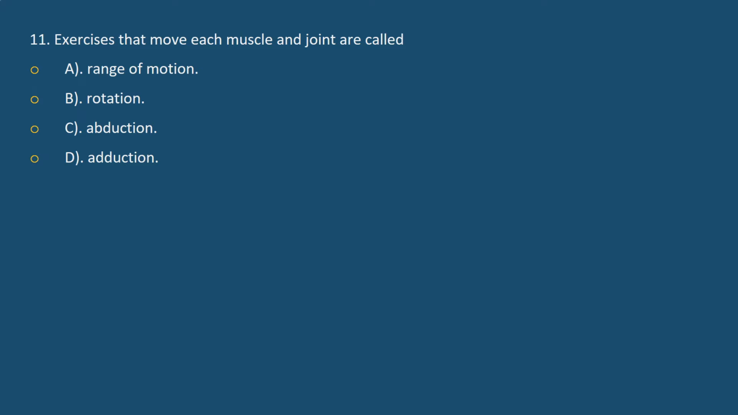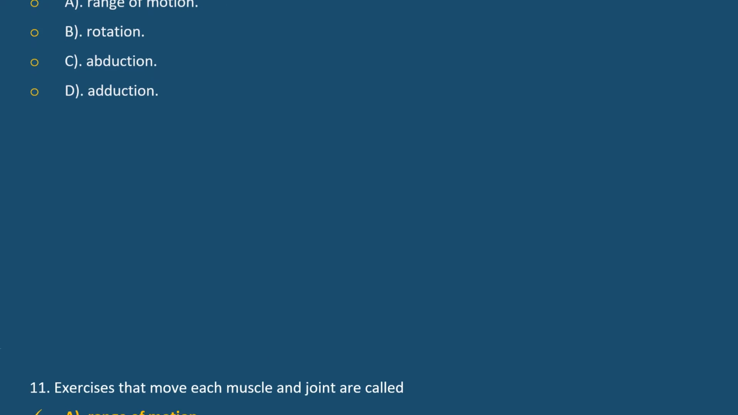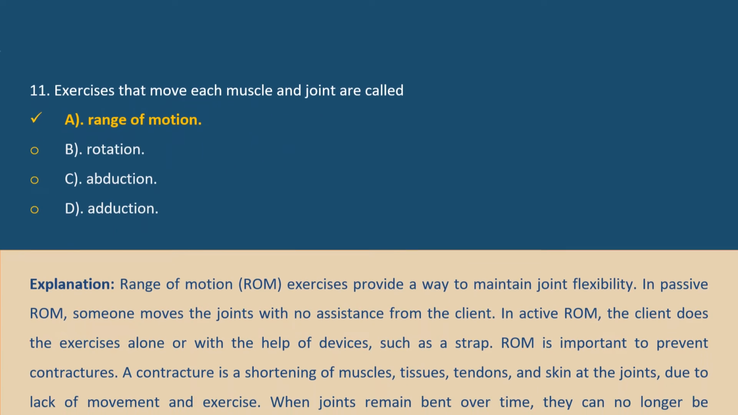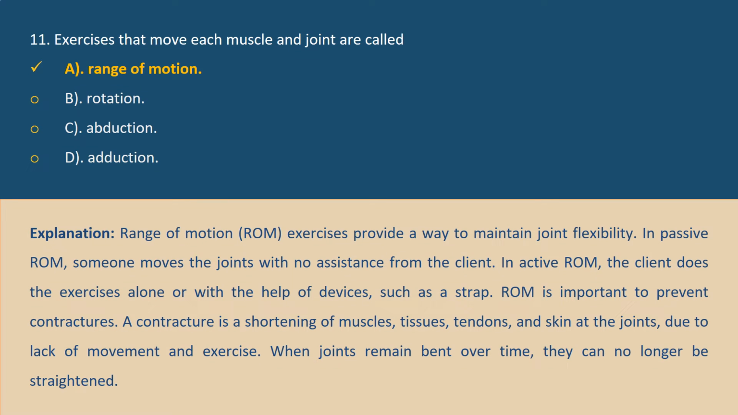Question 11. Exercises that move each muscle and joint are called A. Range of motion, B. Rotation, C. Abduction, D. Adduction. Answer A. Range of motion. Explanation. Range of motion ROM exercises provide a way to maintain joint flexibility.